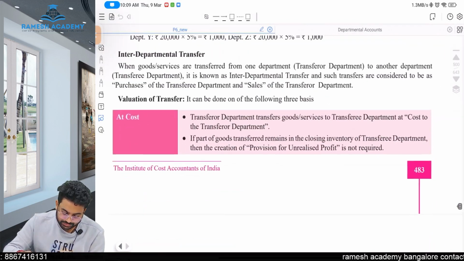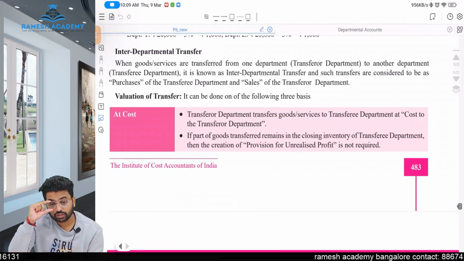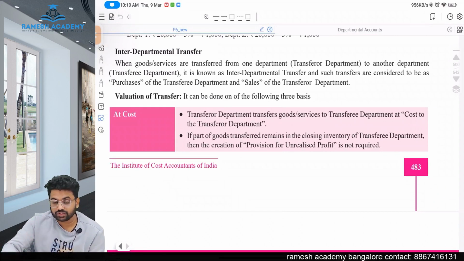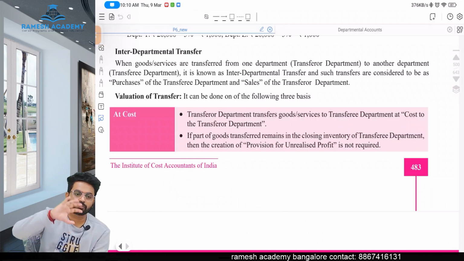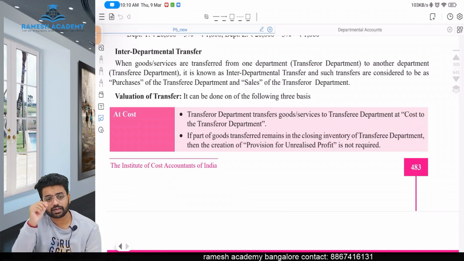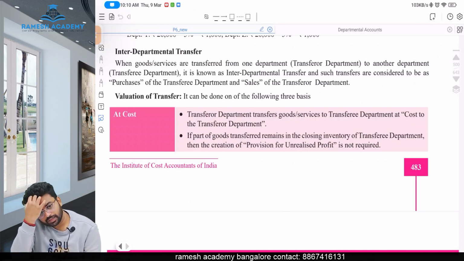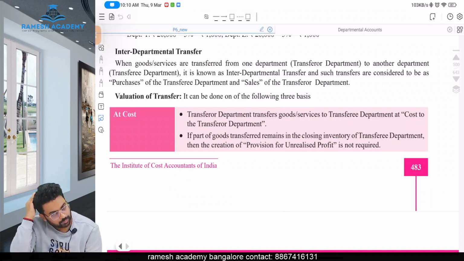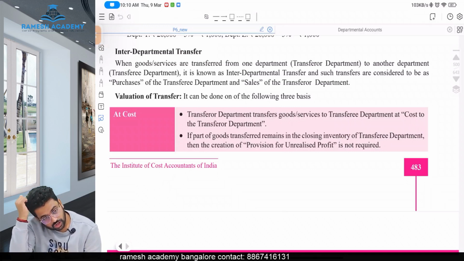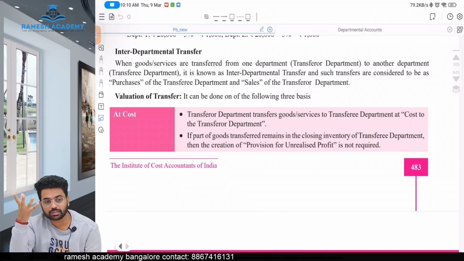Next it is interdepartmental transfer. What do you mean by interdepartmental transfer? Goods are sent from one department to the other department. Of course, we might be purchasing from outsiders also. Also, one department might be sending goods to the other department.